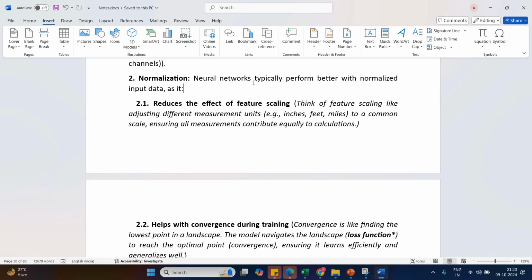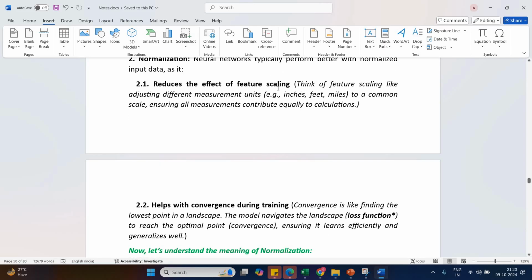The humans are the best machine learning models. But even we will not be able to understand the pattern correctly if we don't have the normalized data, right? So what does normalization do? It reduces the effect of feature scaling, right?